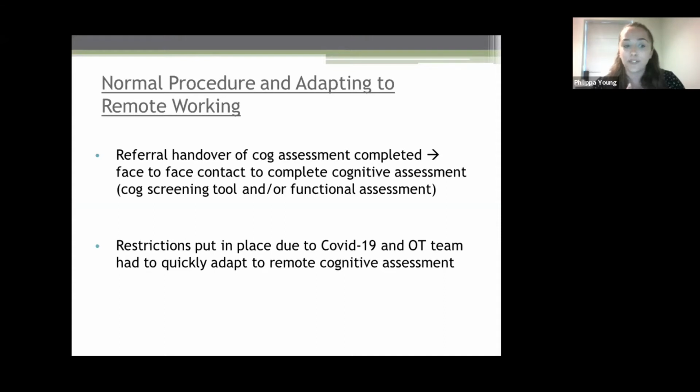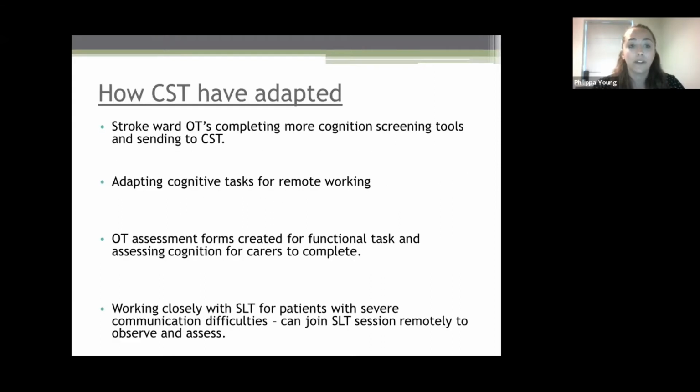So as a whole team, we quickly had to invent a new way of working, accessing remote technology to complete assessment and treatment for our patients. And currently we're using the Attend Anywhere platform to video call our patients where able. So other ways that we've adapted. The ward OTs have been completing more cognitive screens prior to discharge and sending these to CST for further follow-up. And we're aiming to see most patients where appropriate via video.